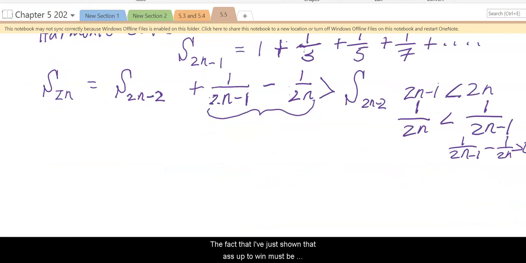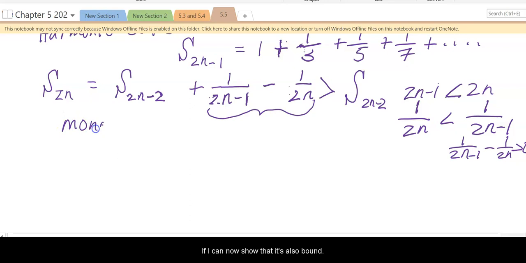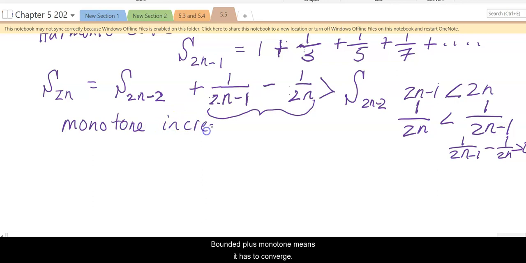The fact that I've just shown that s sub 2n must be larger than s sub 2n minus 2 shows that the sequence of partial sums for the even terms must be an increasing sequence. That means it's monotone increasing. If I can now show that it's also bounded, then bounded plus monotone means it has to converge. If it converges, then I know that there would be a sum for just the even terms. Let's see if we can show that the sequence of partial sums for the even terms is, in fact, bounded.